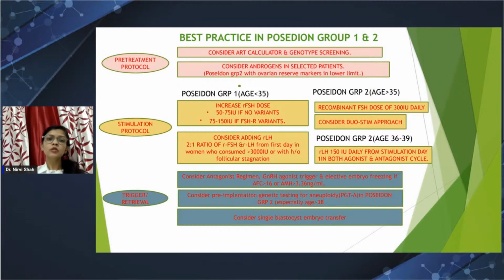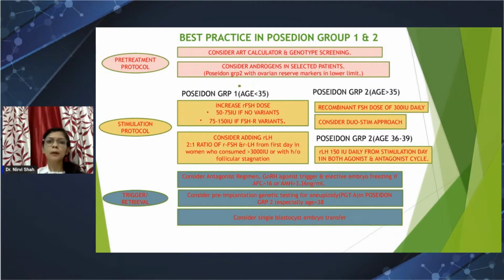So now let's briefly see what the best practices for ovarian stimulation are in Poseidon groups 1 and 2. Poseidon groups 1 and 2 are patients with good ovarian reserve. Group 1 is age less than 35, whereas group 2 is age more than 35. Especially in group 2, where the ovarian reserve is at the lower limit, we should consider adjuvants like androgen in those cases.